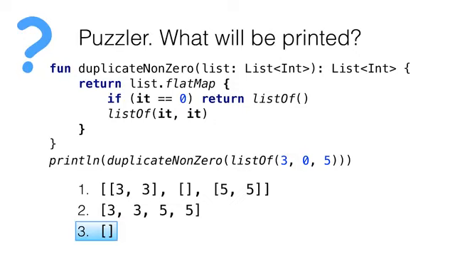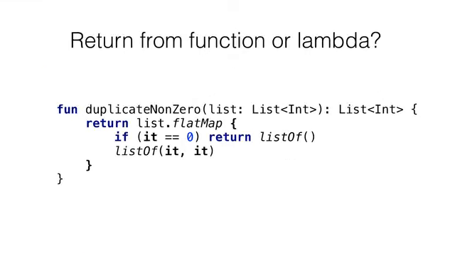Sometimes you write this code and expect this function to be printing these duplicated non-zero elements. And now we're discussing what's going on here.